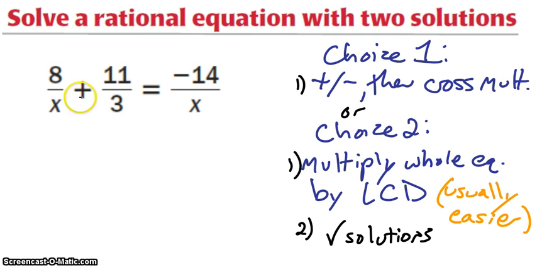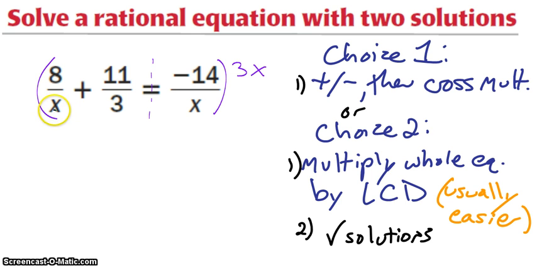Now if I have addition or subtraction on one side of my equation, I do have two choices. I can either find a common denominator, combine like terms, and then cross multiply, or just multiply the whole equation by the least common denominator, which is usually easier. So if I'm looking at both sides of my equation, I want to get the least common denominator for the whole equation. Here my least common denominator is 3x. Here it would just be x, so overall my LCD is 3x.